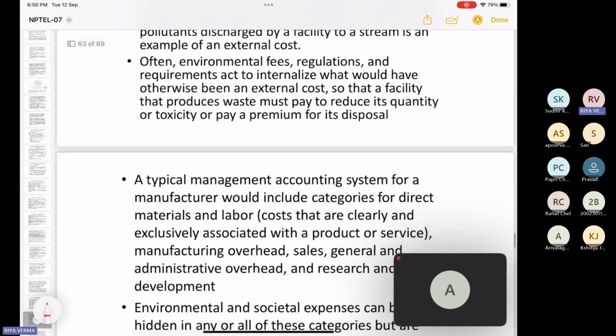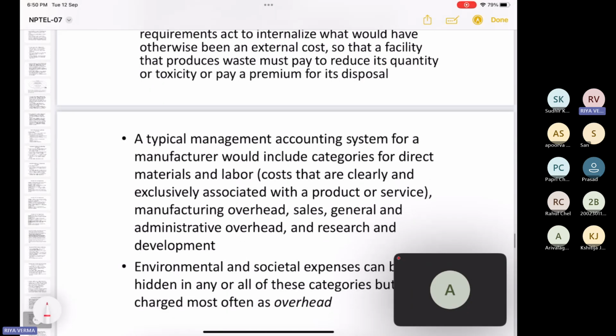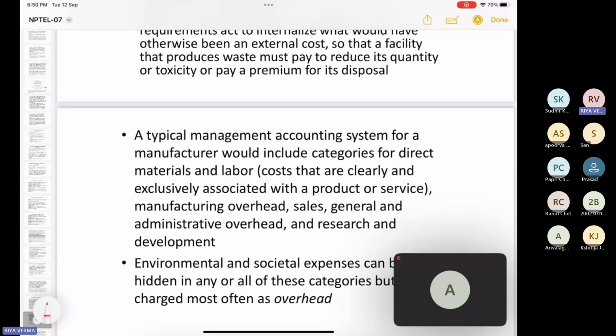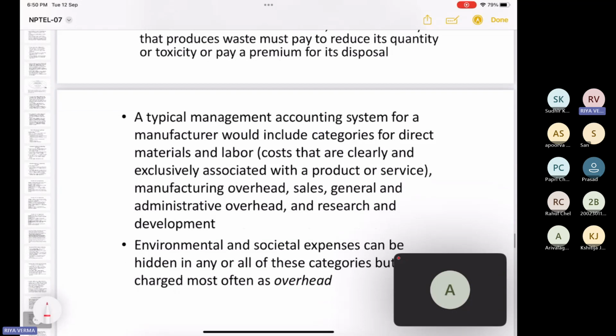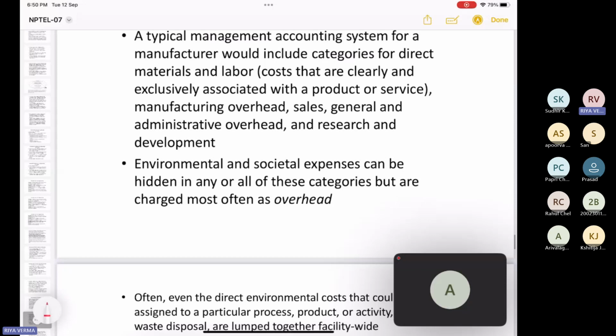So, a typical management accounting system for a manufacturer would include categories for direct materials and labor, that are costs that are clearly and exclusively associated with the product or service. Then manufacturing overhead, sales, general and administrative overhead, and research and development. So environmental and societal expenses can be hidden in any of these categories, but generally the environmental and societal expenses are considered in overhead costs.